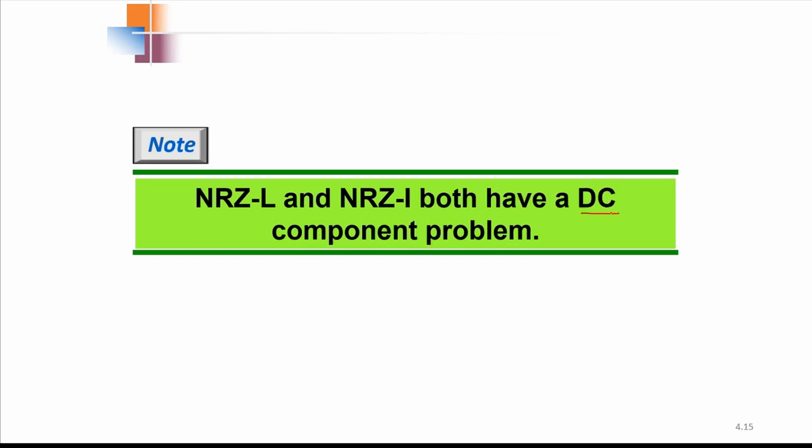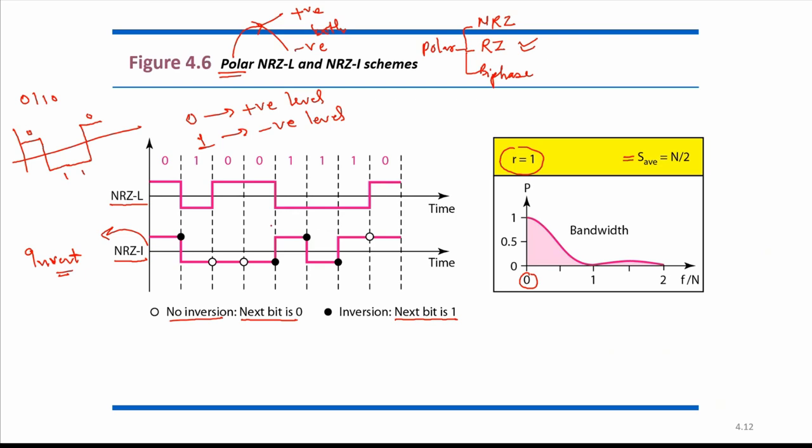Both have the DC component problem. If the DC component is not 0, there will be a problem that basically causes extra power dissipation. If there is an extra DC component, then a signal that is constant for a long time, either on the positive side or the negative side, will result in high power. A DC problem we should be avoiding.